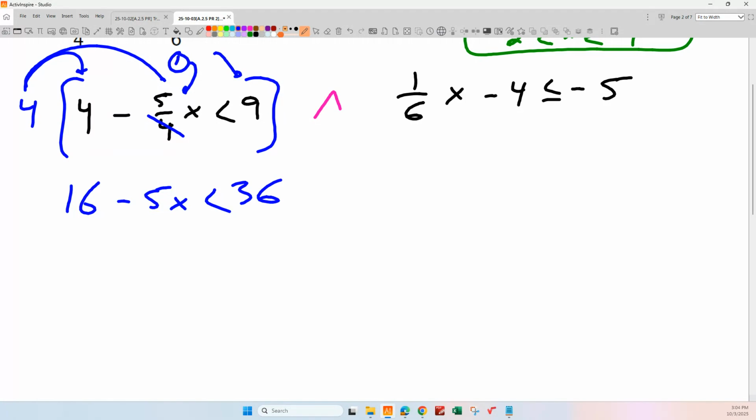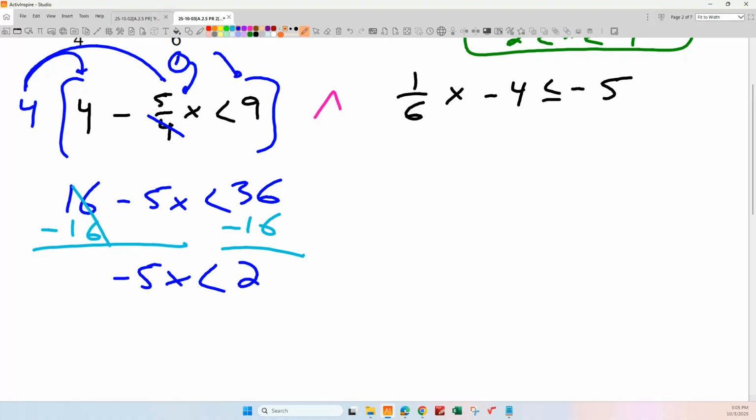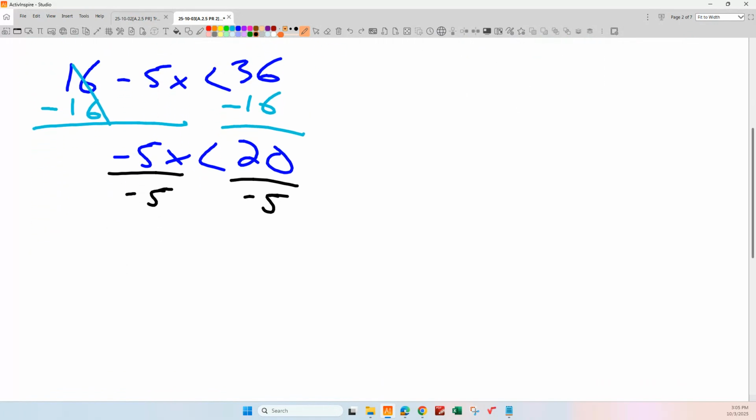What are the last 2 steps to solve for x in order? Yeah, subtract 16 and then divide by negative 5. Good. Okay, so let's do that. We subtract 16. Negative 5x is less than 20, and then we divide by negative 5. Okay, that cancels out the negative 5s, and I just get an x.